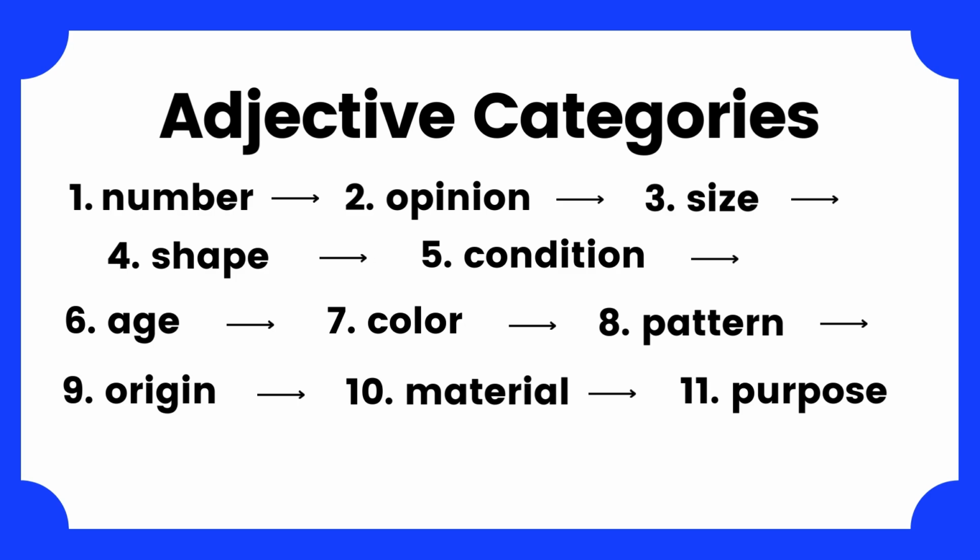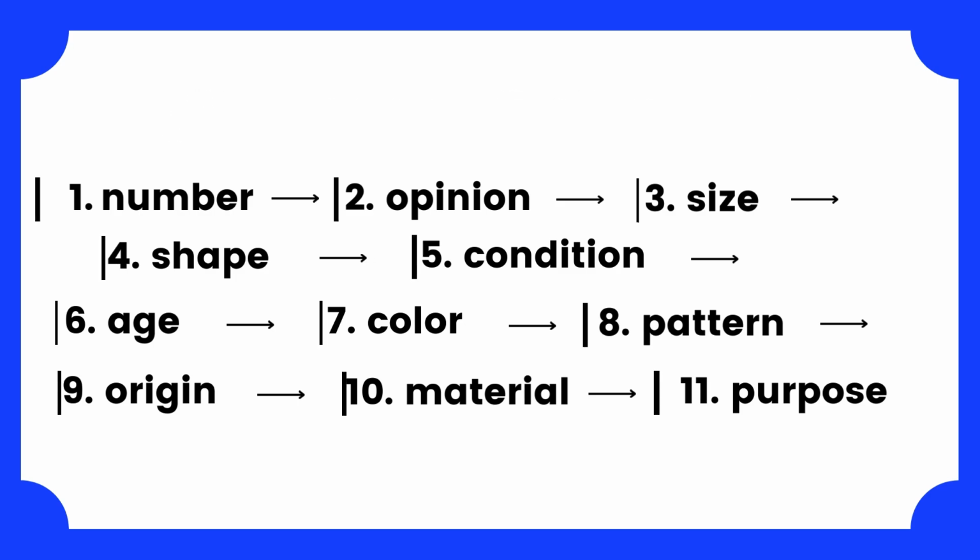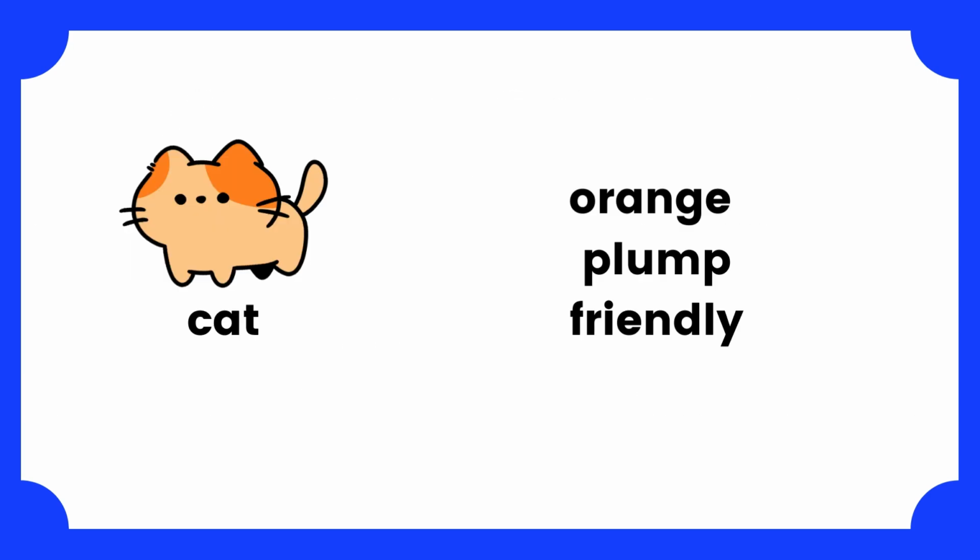So those are the 10 categories of adjectives and the order that we would use them if there is more than one in a sentence. Let's look at a couple examples. So if I wanted to use these adjectives, orange, plump, friendly, to describe this cat, what order would I put them in using the adjective order that we just went over?